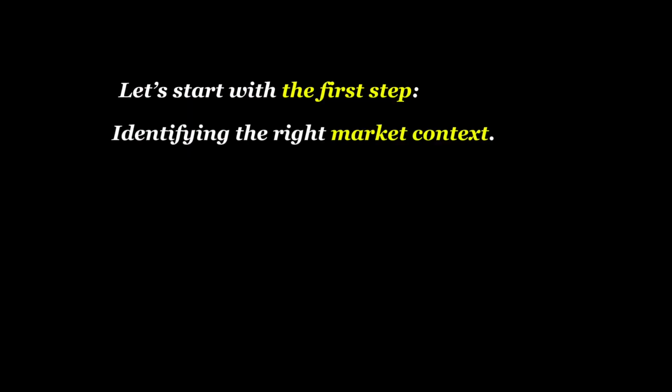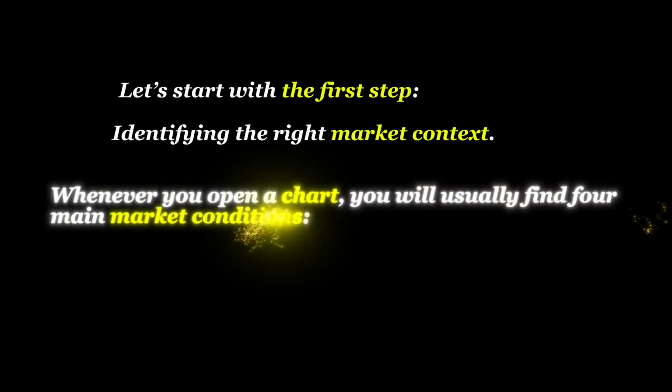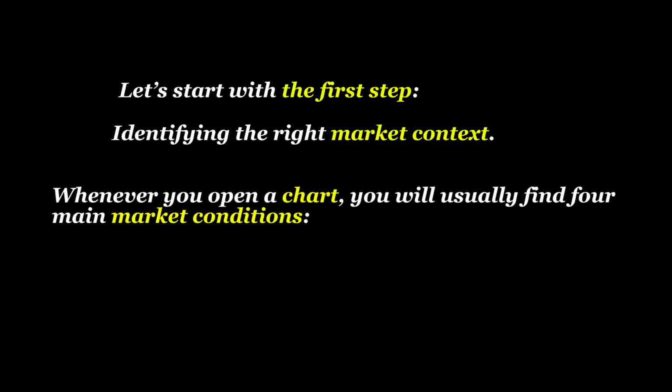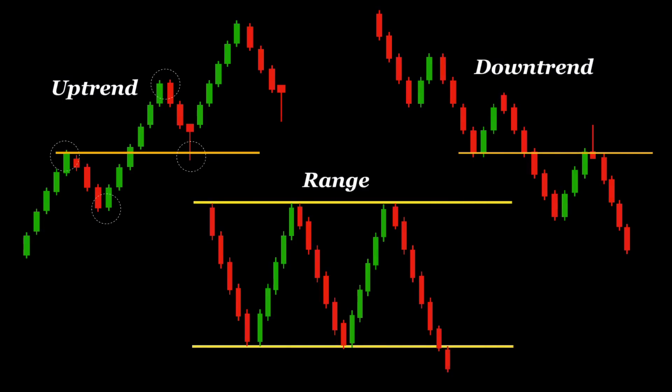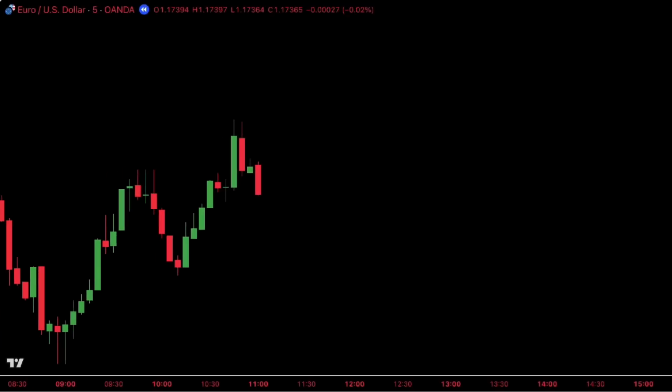Let's start with the first step, identifying the right market context. Whenever you open a chart, you will usually find 3 main market conditions: an uptrend, a downtrend, and a range. Each market condition requires a different approach, and that is exactly what you will learn step by step in this video. Let's begin with the uptrend.